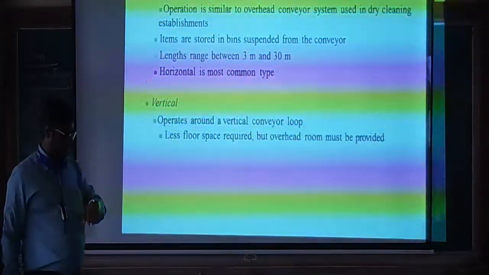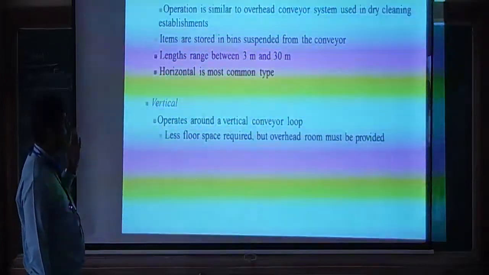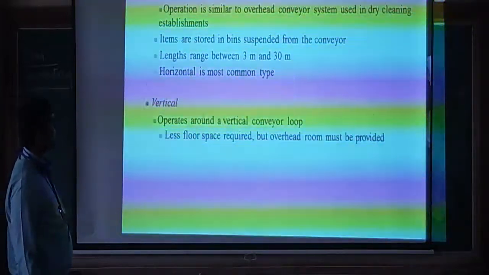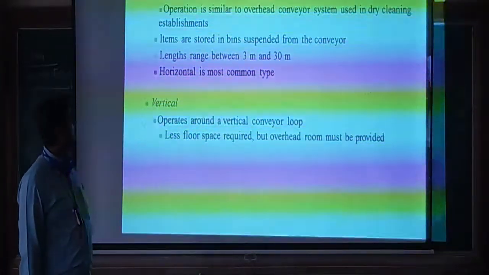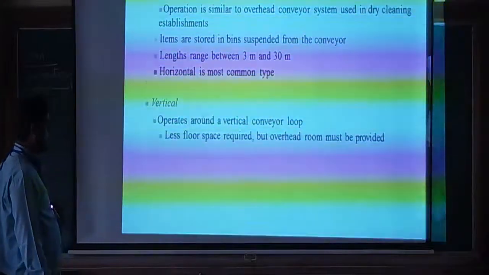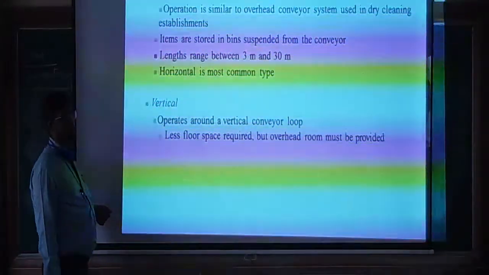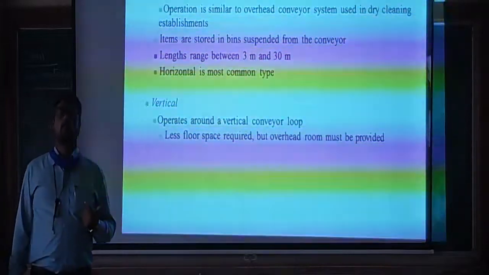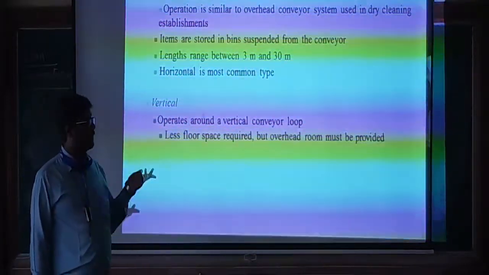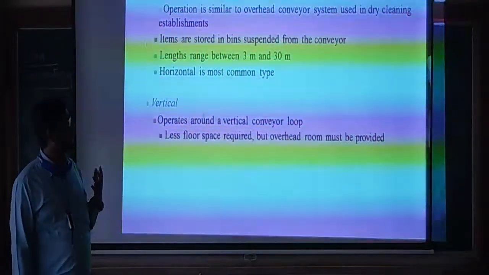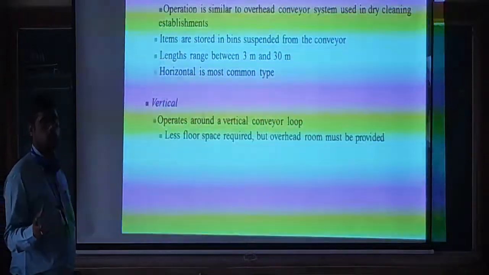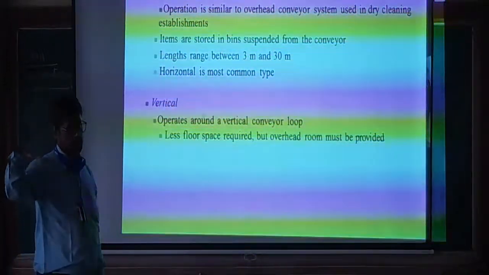Next is the carousel system. Usually there is a horizontal carousel or a vertical carousel system. Its operation is similar to the overhead conveyor system used in a dry cleaning establishment. That is one example. For other examples, take the painting operation, that is the surface coating operations. In that we have a nitriding operation, black oxidizing operation, or epoxy painting operation. So different operations will be there, and this dry cleaning establishment is also one type. I'm giving 2-3 examples of that.